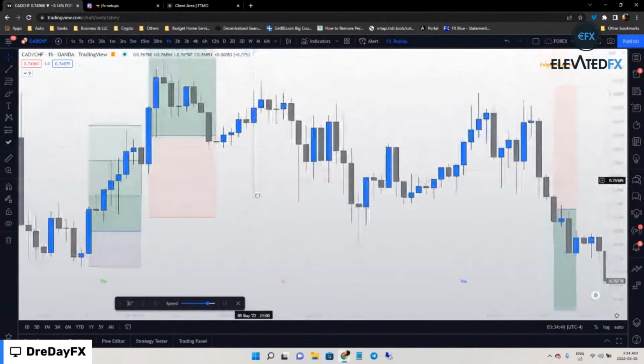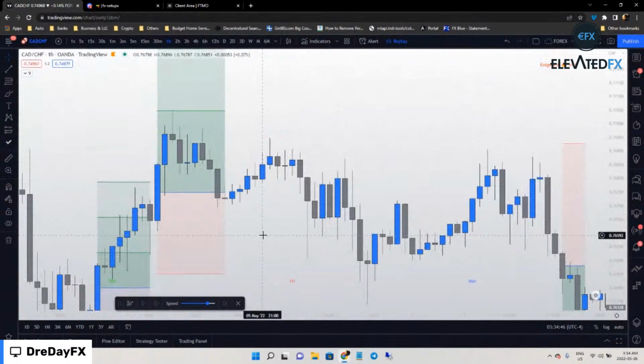And for the Enigma system, you're able to use it on indices, even gold, silver. So even though we're not sending those type of setups here in our FX setup, you're able to set up your own alerts here based on the market that you're trading on.